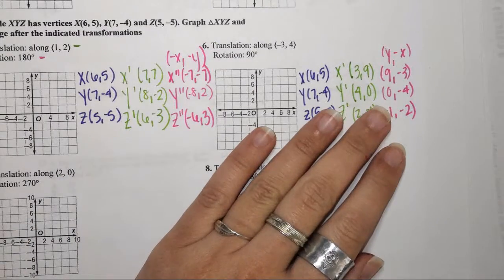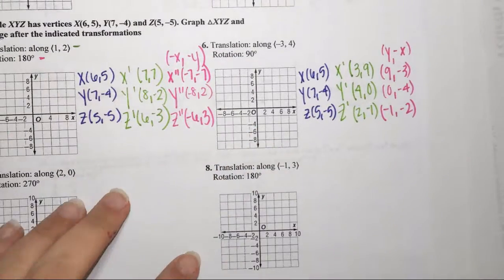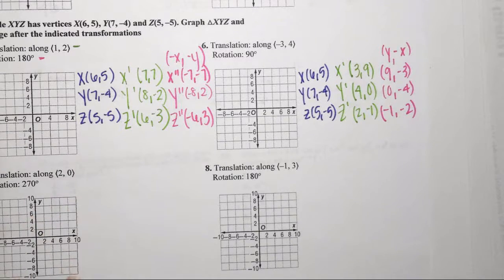Mackenzie, did you get number 6 right? Good. You want me to look at number 7 real quick? Okay.